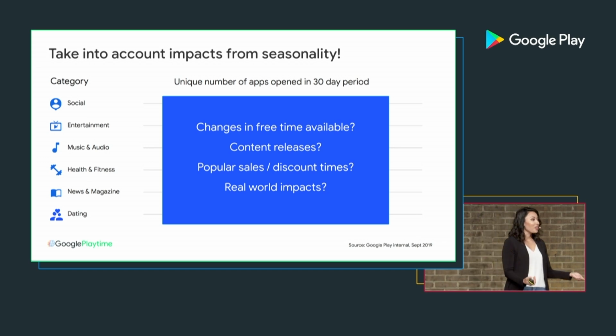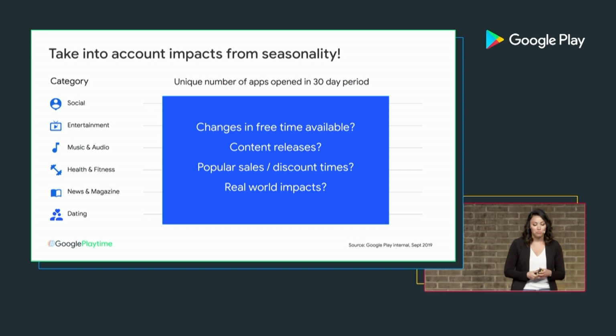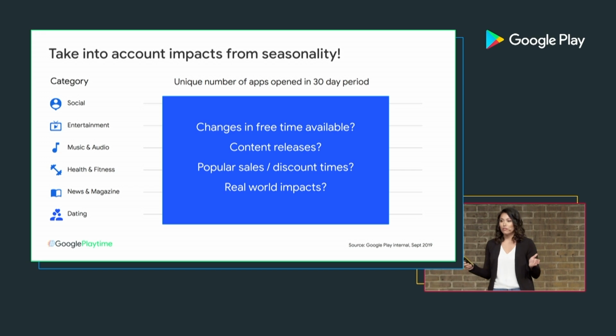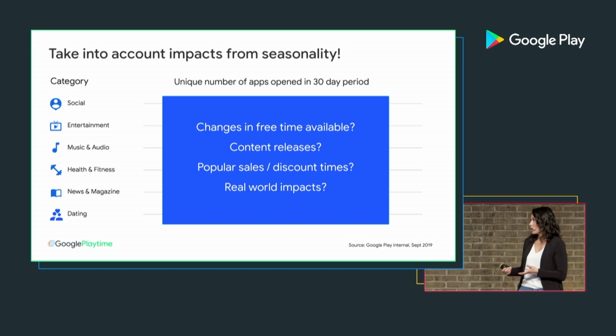Maybe there's a specific content release that will increase the demand for a different app in your category, or even seasonal changes across different markets. So these are all things to consider, as each category has different seasonal trends that will naturally impact the number of titles that a user engages with.